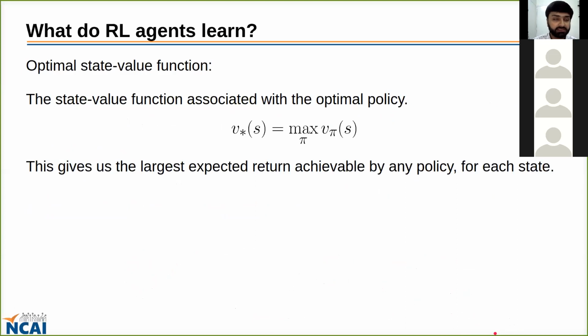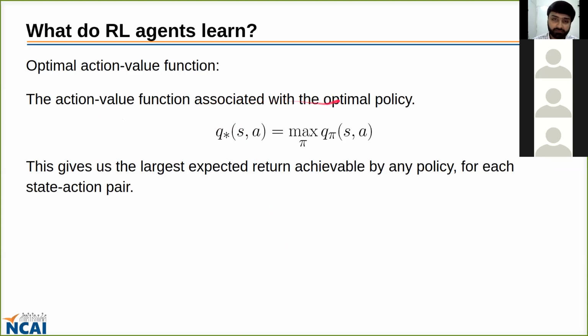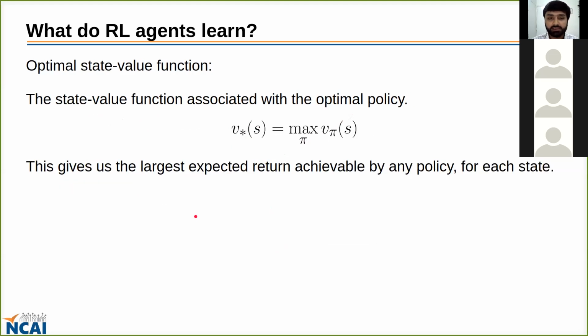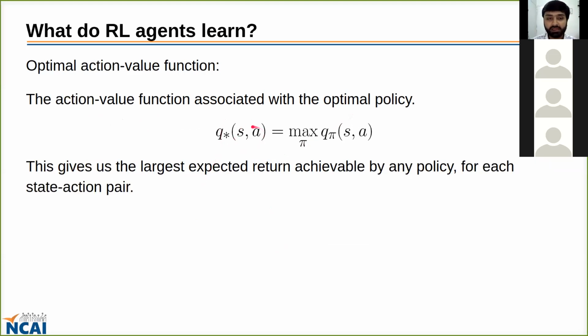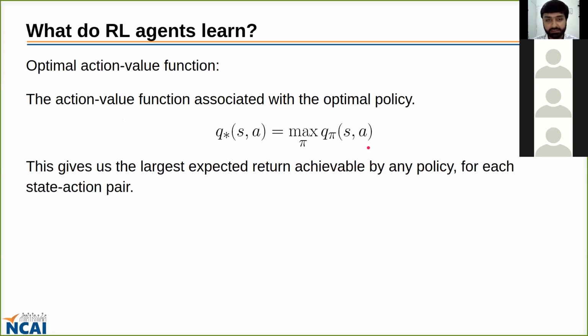The optimal state value function, as defined in the previous slide, is the value function associated with the optimal policy. And this gives us the largest expected return achievable by any policy for each state. Similarly, the optimal action value function is the action value function associated with the optimal policy, and it gives the largest expected return achievable by any policy for each state-action pair. The key thing here is that the Q function is a decomposition, or I should say a more detailed view of the environment, because you're decomposing a state into the different actions which can be taken in those states. Maximizing over those actions is equal to choosing the maximum value for each state.